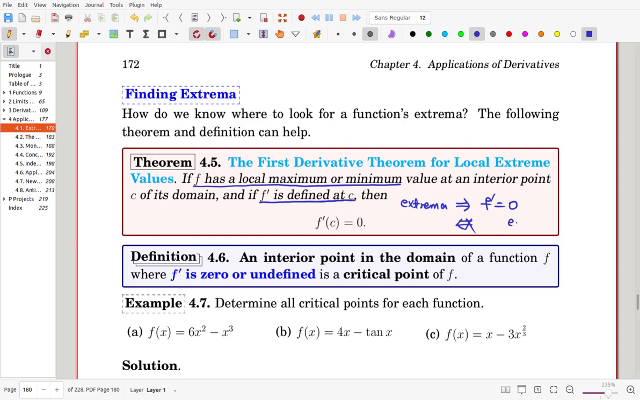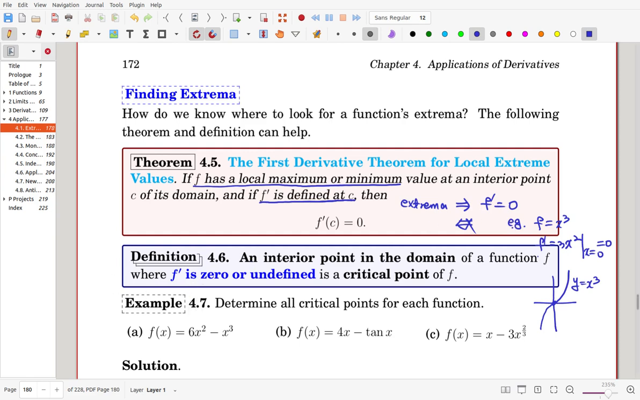For example, f is x cubed, then f prime equals 3x squared, and at x equals 0, f prime is 0, but it's not an extremum. Let's see the figure, y equals x cubed. At the point, the slope is 0. However, it's not a maximum or minimum, right? So once there is an extremum and it is differentiable, then the derivative is 0. However, the reverse is not true.